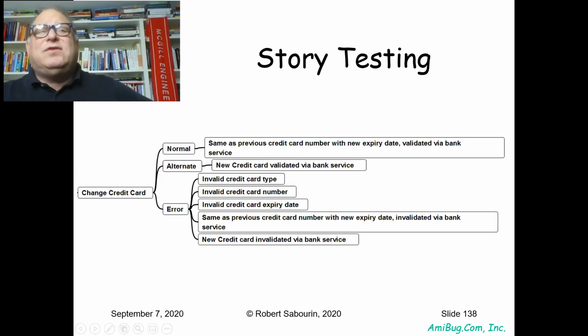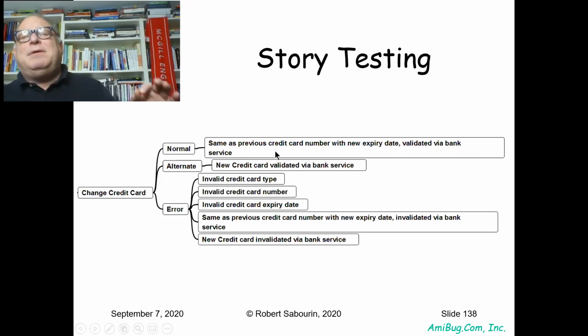Changing credit cards, this is something that we expect is going to happen frequently for many reasons. So normal flow, they use the same credit card number, but with a new date. This is the most common case. Alternate, they have a new credit card. Then error flows: invalid card type, invalid number, invalid expiry date, same as previous number but not acceptable to the bank, and invalidated for some reason by the banking service.